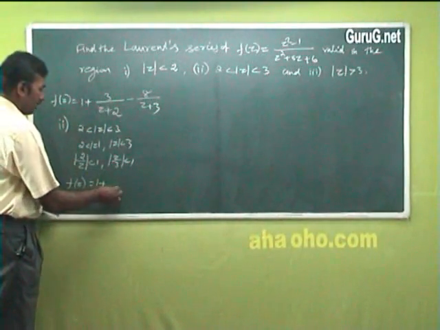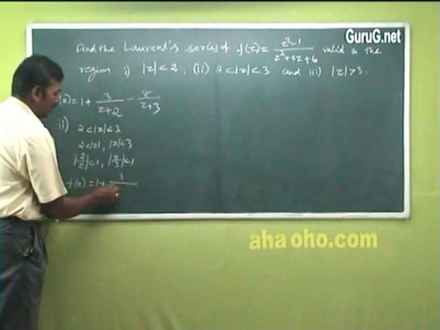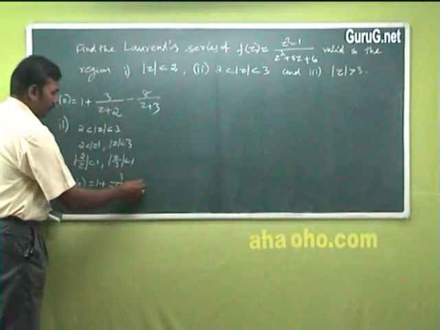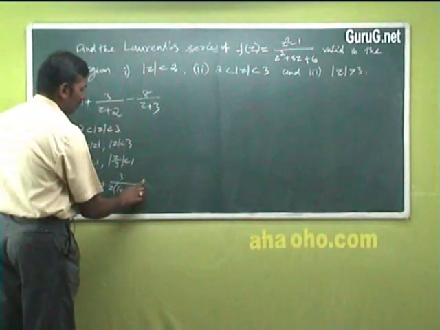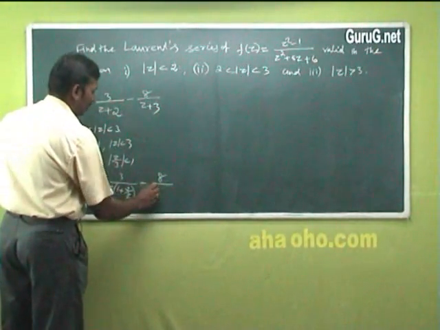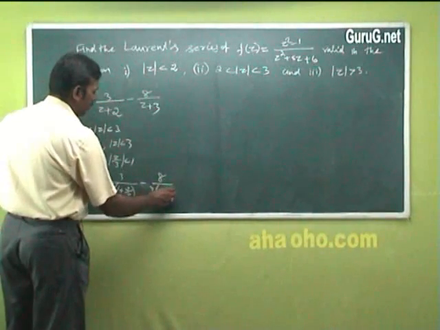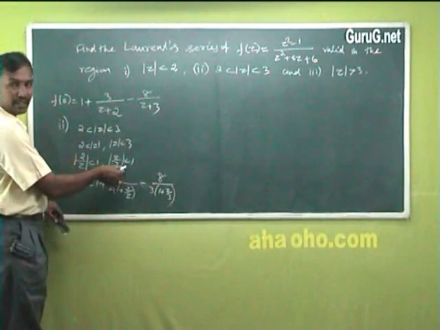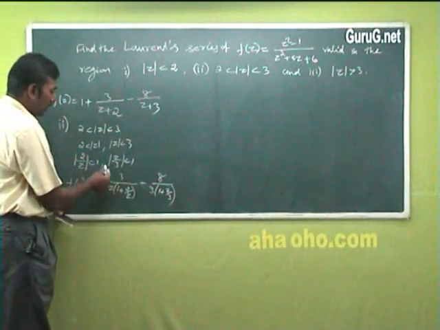So here you can take 3 z outside. So 3 by z into 1 plus 2 by z, plus here you can take 3 outside. So 3 into 1 plus z by 3. You may get the expression modulus of 2 by z is less than 1 and modulus of z by 3 is less than 1. So in this expression you can get this result, right?